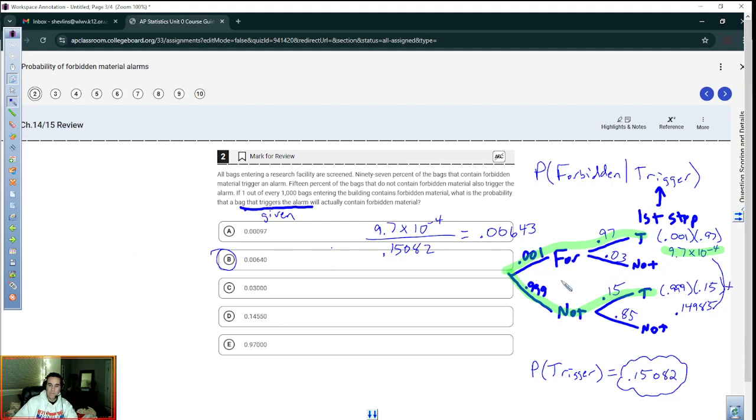Calculate the trigger rate on that branch, add them together because you don't know which branch it happened on. There's your overall trigger rate. That's going to be the bottom number. The top number is going to be the one that actually had forbidden material, which is this tiny one. That's going to go on top. Divide those. There's the chance that someone triggers the alarm and they actually have something forbidden in their bag. That's the answer B on that one. So in case you missed it over the break, sorry.